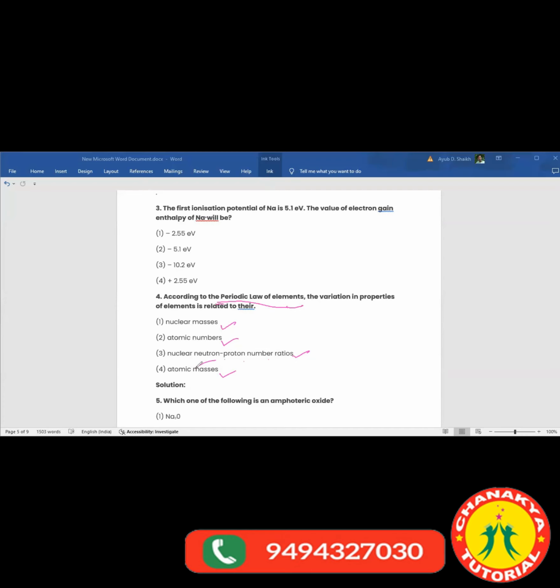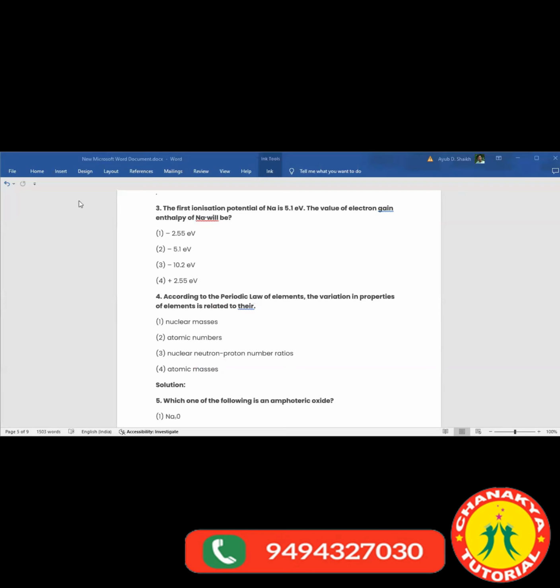Because when Mendeleev gave us the periodic table, he arranged all the elements according to increasing atomic masses. But then Moseley, in the modern periodic table, revised the periodic law and said that all the elements have fundamental basic properties with respect to their atomic numbers instead of atomic mass. So instead of atomic masses, he replaced it with the word atomic number. So atomic number is a more basic and fundamental property for the elements, and hence your option 2 is correct. Clear? Fine. Go for the next.